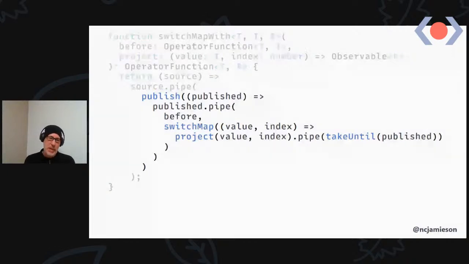So when the user, in our example, presses the V key, it will start a debounce time in the before, but it will also finish any pending API calls via the take until. So what we can do with this is we can pass in an operator to do any of these sort of delaying things before the switch map.